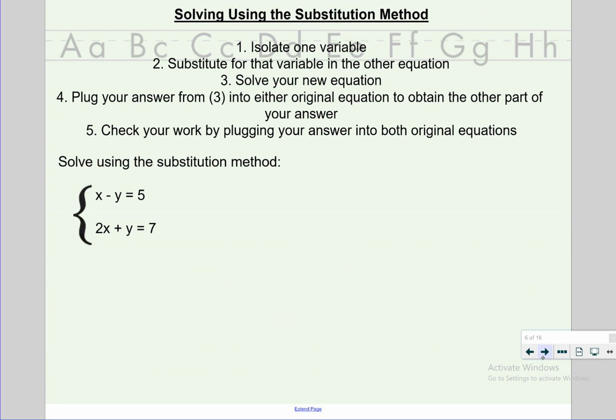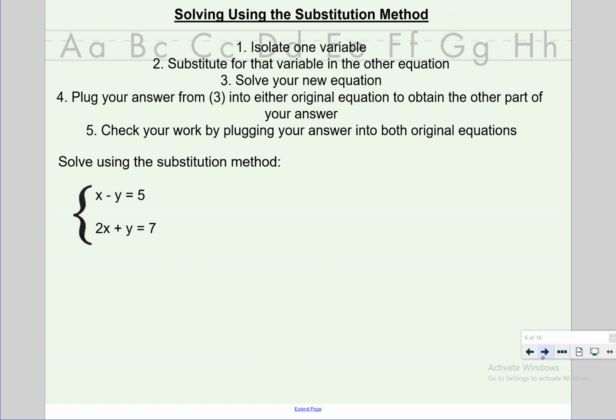Remember, solutions are points, so you need both an x and a y to have a complete solution. If you want to check it then, you can plug both your x and your y into both equations. It works if it works in both equations. If it doesn't work in both equations, you have not found the correct solution and you want to go back and check your work. Okay.